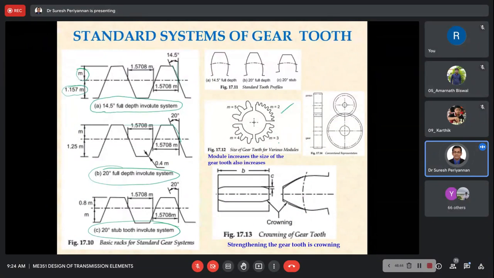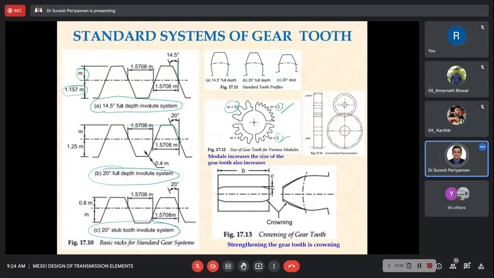M is equal to 2, M is equal to 3, M is equal to 4, M is equal to 5. When the module is more, the number of teeth will be less. The teeth size also is going to be bigger.